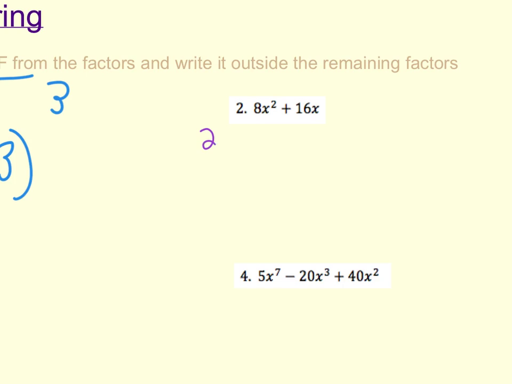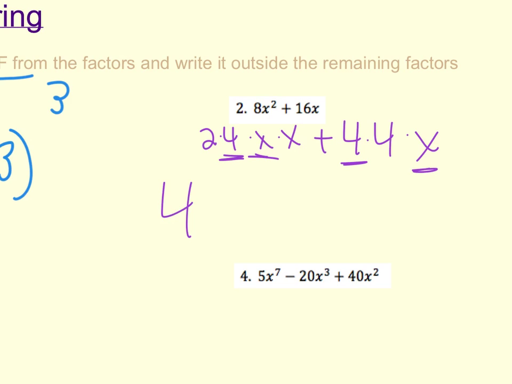For number 2, 8 breaks down into 2 times 4. X squared breaks down into x times x. And then 16 breaks down into 4 times x. So there's a 4 in common and an x in common. So I'll pull that out and then write what's left. So that's going to be 2x plus 4. But then I can do that again. Oh, you know what? I screwed this whole thing up. Let me back up here.